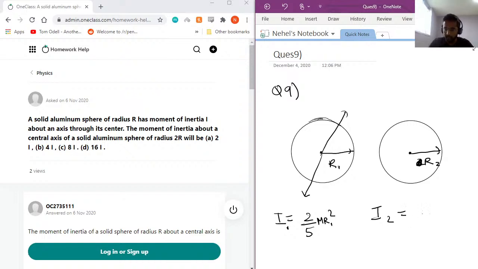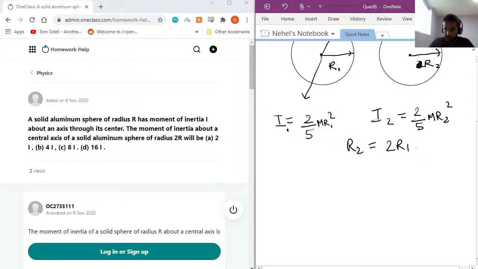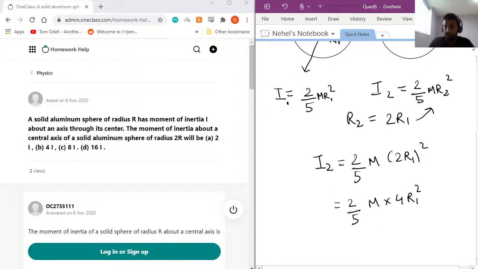So the moment of inertia for the second sphere is nothing but 2/5 m R2 squared. It depends on the radius, and if you square it and multiply by m times 2/5, I get the moment of inertia. However, we know this relation as well, that R2 is 2 times R1. If I substitute this R2 value into this equation, I get I2 equals 2/5 m (2 R1) squared, or 2/5 m times 4 R1 squared. Now 2/5 m R1 squared is nothing but I1.